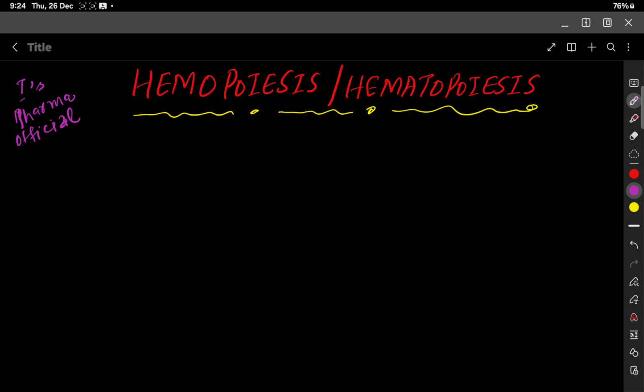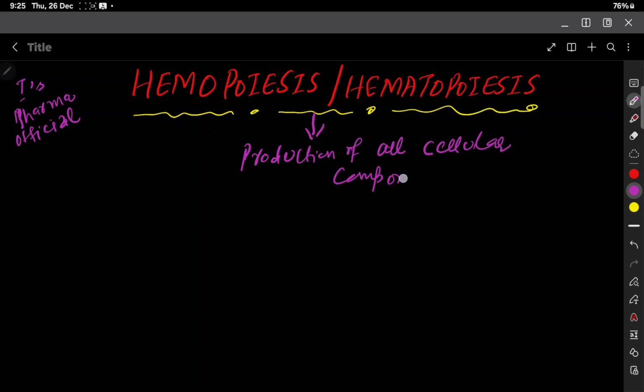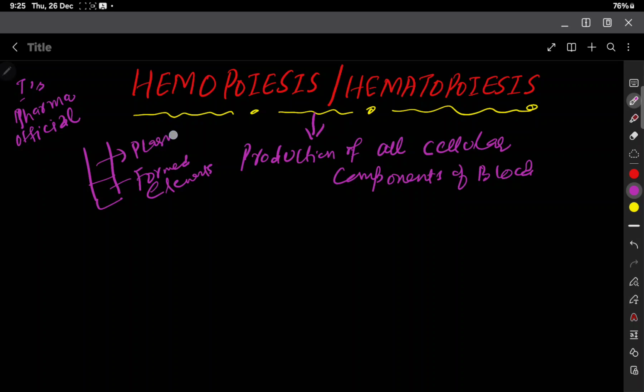So what is hematopoiesis or hemopoiesis? This means there is production of all the cellular components of blood, only the cellular components. Blood contains formed elements, meaning cells, and it contains plasma, which is the liquid portion.